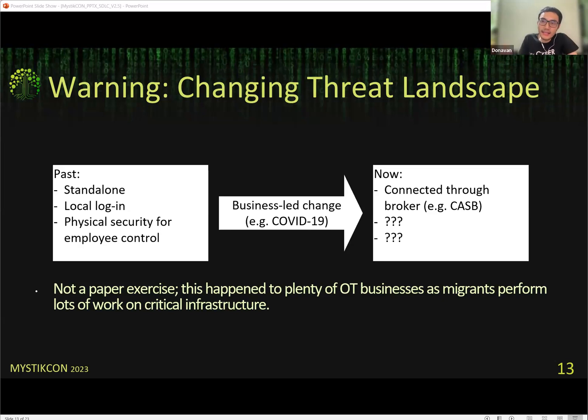They had to quickly design remote access mechanisms so they could continue enjoying the services of the contractors that are now remote. Do you notice something from a cybersecurity perspective that has changed? If the answer is that the threat landscape has changed, you are absolutely right. From what we designed initially as a standalone system, it is now a connected system.